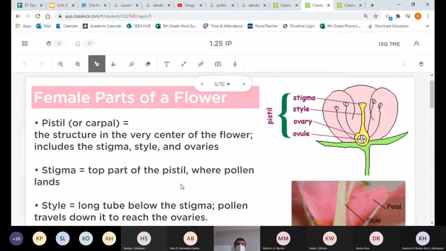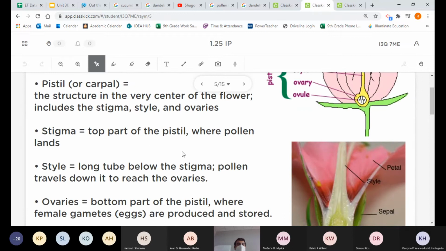So here we have the female parts of the flower. Can I get a volunteer to read this black text over here on the left for me, please? Who have I not heard from? I don't think I've heard from Casey yet today. Casey, would you mind reading for me? I can read it. Okay.